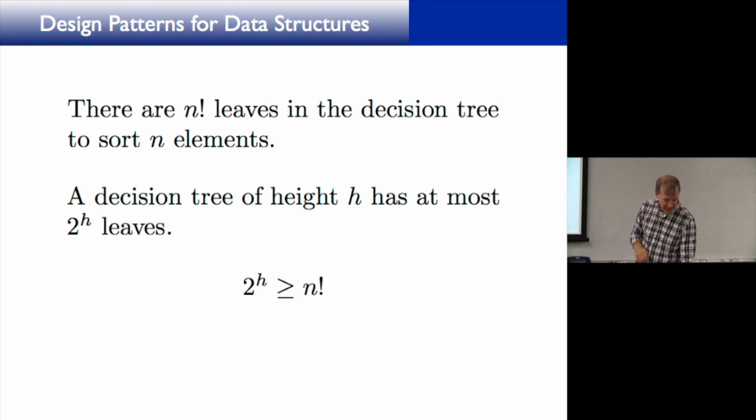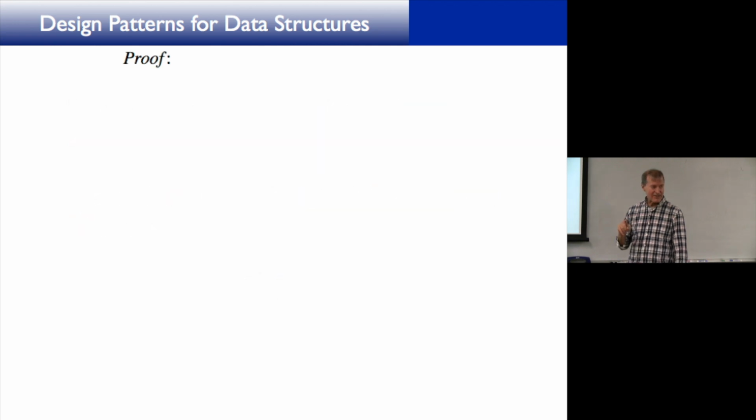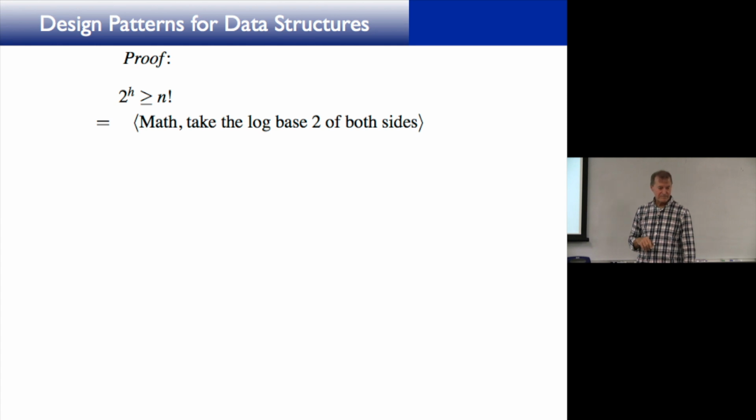So here's our proof. Now watch this. This is so clever. We're going to start with 2 to the h is greater than or equal to n factorial. Well, you've got some math majors here. What happens if you take the log base 2 of both sides? You just get h on one side and log of n factorial. So we know that h is greater than or equal to log n factorial. Right? Are we good? Okay.